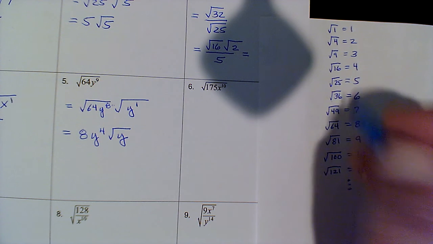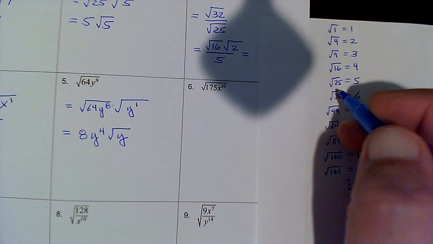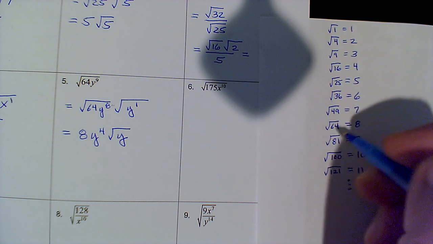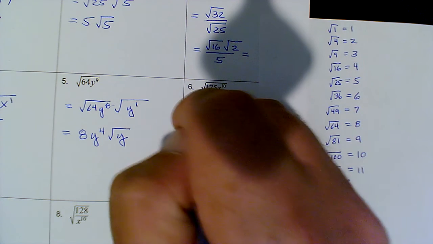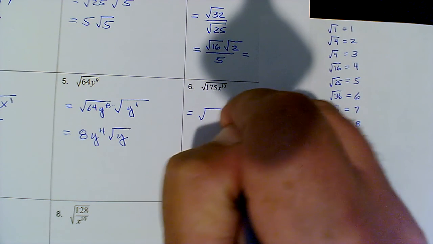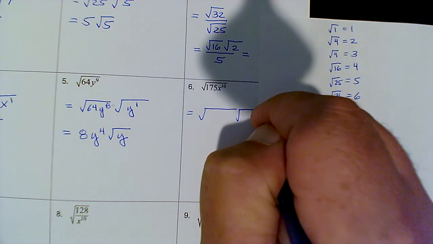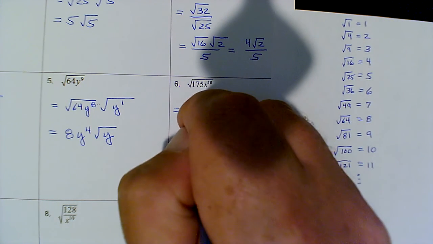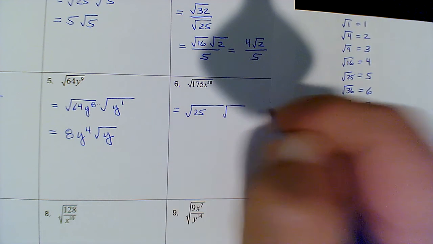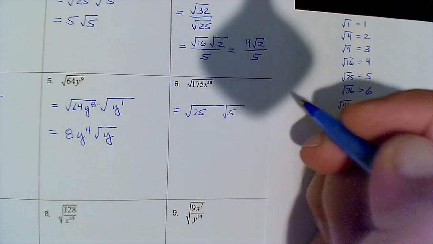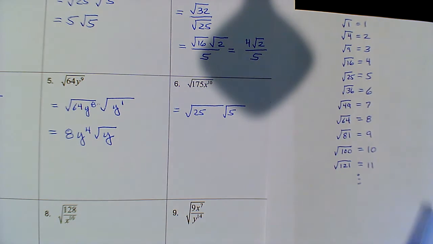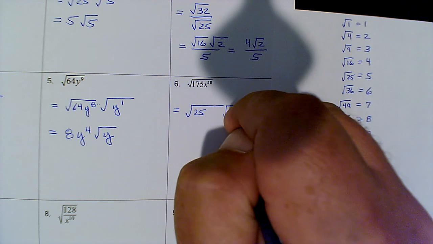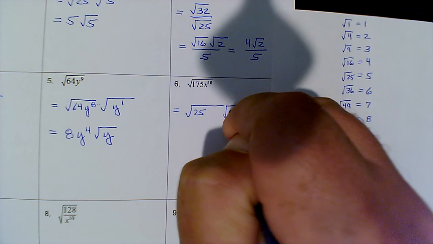I'm sorry, 25 times 9 is 175. No, that's not right. 25 times 7. Let me cross this out. So here's my 2 radicals again. Okay, so 25 and 7. See, I could have used the calculator just to make sure, right?